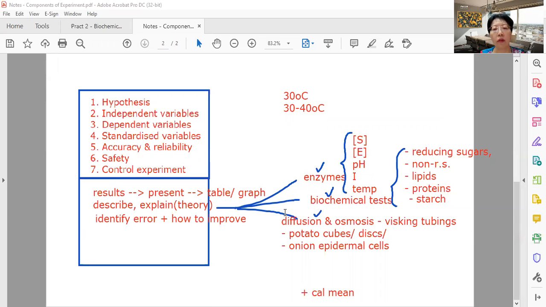Then we also got experiment that asks you to conduct experiment for diffusion and osmosis. So they can give you Visking tubings, potato cubes or discs. Because when water enters the potato disc, it will become bigger. The length will increase, for example. So you need to measure the length after a certain period of time. Onion epidermal cell: you can put it under the microscope, and you see that epidermal cells become plasmolysed or become turgid. How many percentage of cells are plasmolysed?